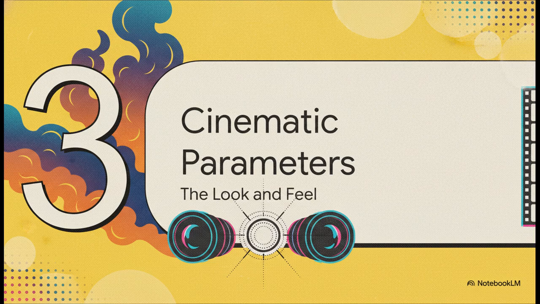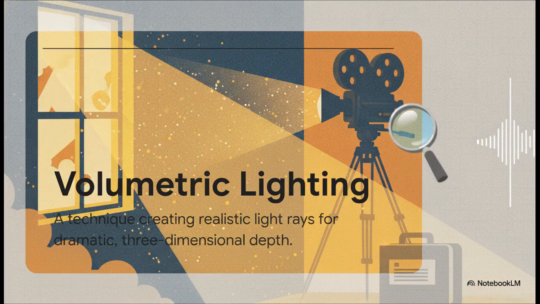All right, Section 3, Essential Cinematic Parameters, the look and feel. We have our camera movements and our lenses, but what about the atmosphere? Realistic lighting and depth are what truly separate amateur AI from the stuff that makes your jaw drop. A massive part of that is volumetric lighting. This is a dramatic atmosphere technique creating realistic light rays that add a 3-dimensional depth.